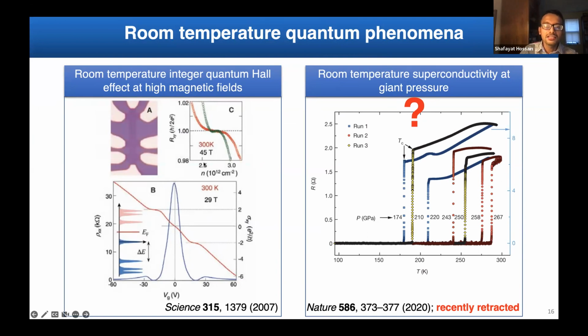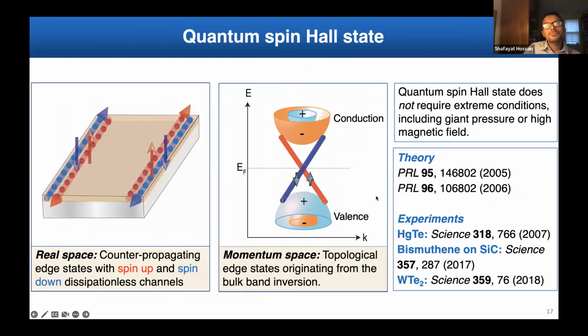It requires high magnetic fields, like 45 Tesla, or even here 29 Tesla. There was also a controversial report of room temperature superconductivity, but it required pretty high pressure, 267 gigapascal. Here, this quantum spin Hall state, which I'll talk about, does not require any such extreme conditions. It can be realized in zero magnetic field and, of course, at ambient pressure.